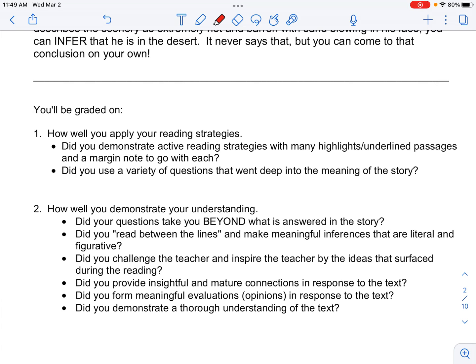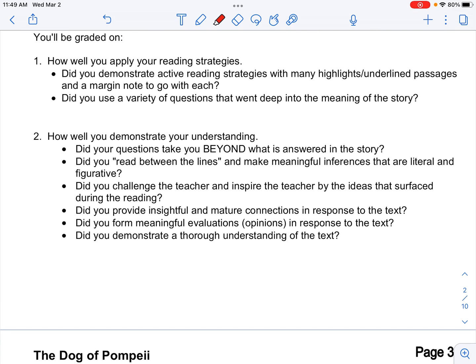So as we go through this, I'm going to be looking: did you demonstrate active reading strategies? Did you highlight? Did you underline? Did you circle? Did you write in the margin? Did you use a variety of questions that went deep into the meaning of the story? Take your time on this and really think. How well do you demonstrate your understanding?